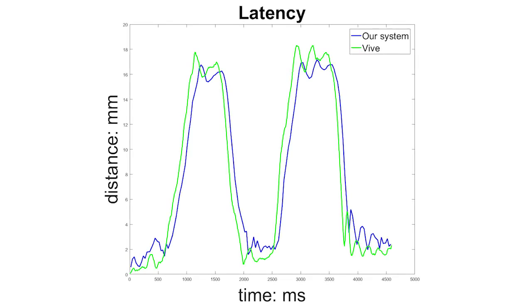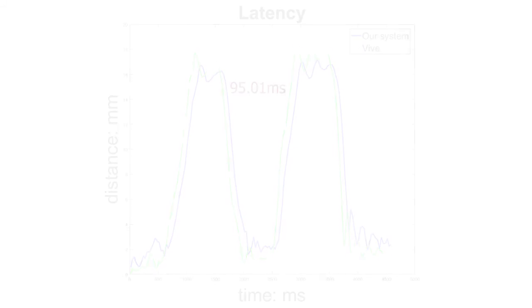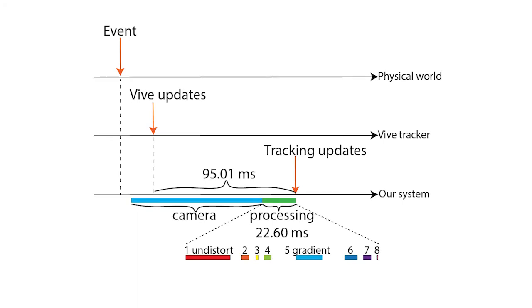We observe a latency of 95 milliseconds in our system. Our analysis shows that it takes our algorithm 22.6 milliseconds to process a frame, with nearly 80% of the time spent on rectifying the image and calculating the gradient along the catheter axis. Parallel implementation using GPU and cameras with low image capture time can greatly reduce latency.